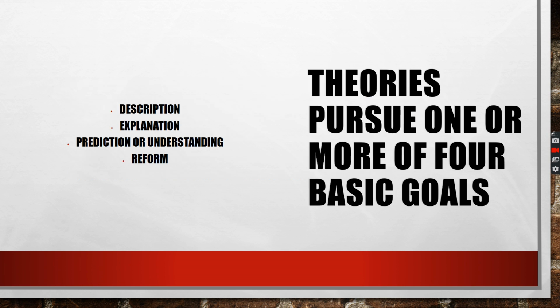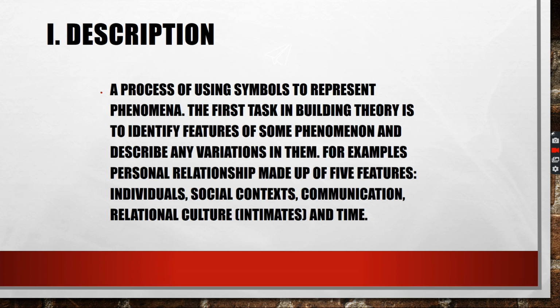These are the four main things, what we call the four basic goals of theories. First, description, a process of using symbols to represent phenomena. The first task in building theories is to identify features of some phenomenon and describe any variations in them. For example, if you examine personal relationships, the theory says they are made up of five features: individual, social context, communication, relational culture, intimates, and time. How do these symbols represent a certain relationship?